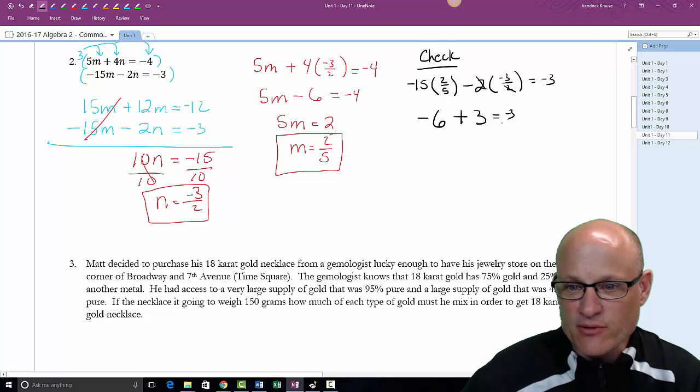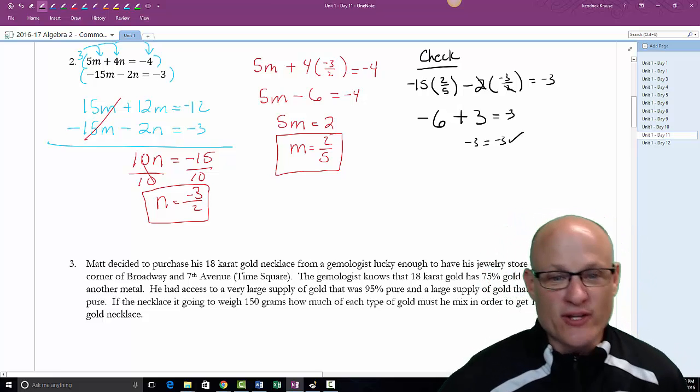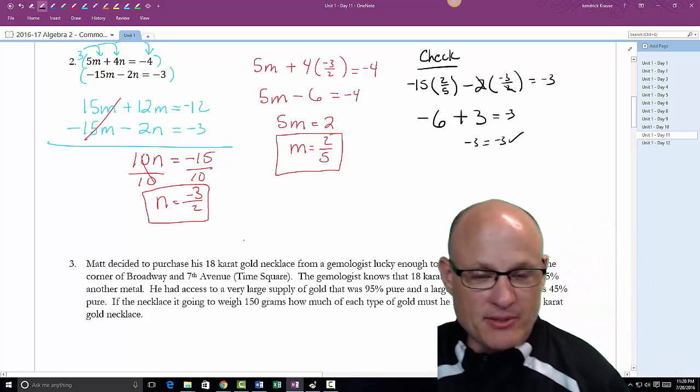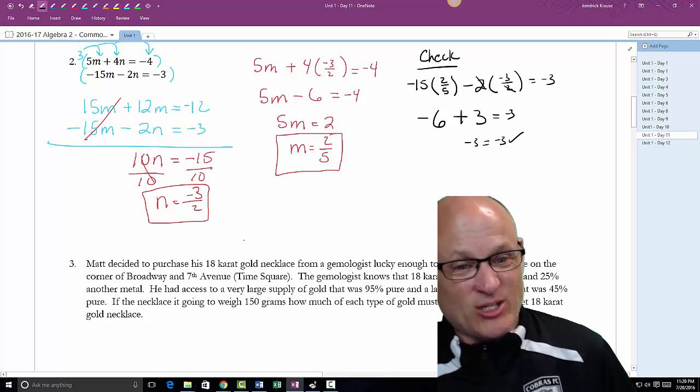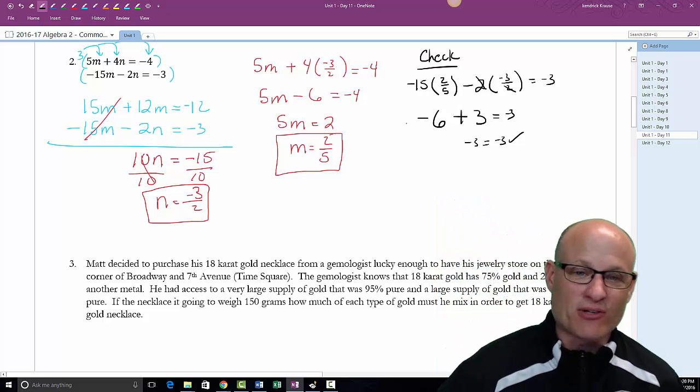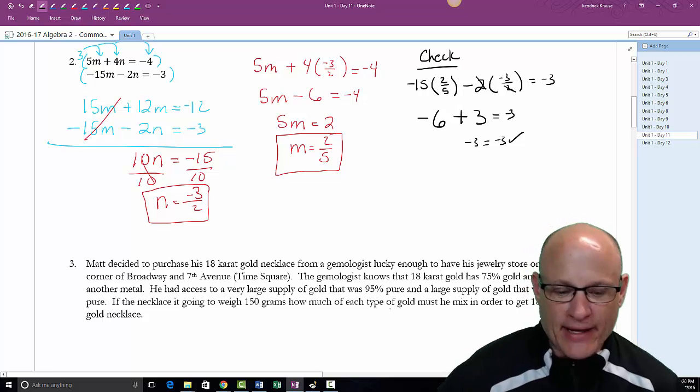Does that equal negative 3? And I end up with negative 3 equals negative 3. Oh my gosh, it works! So in this case, my answers are m equals 2/5 and n equals negative 3 over 2. And I can't really write that as a point because it's m and n.